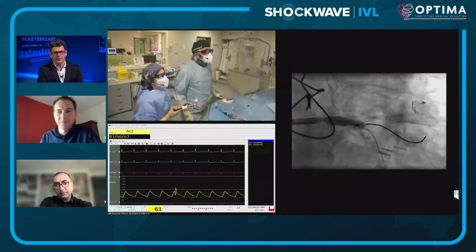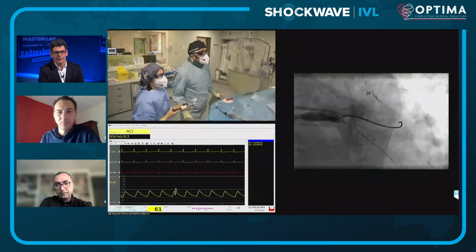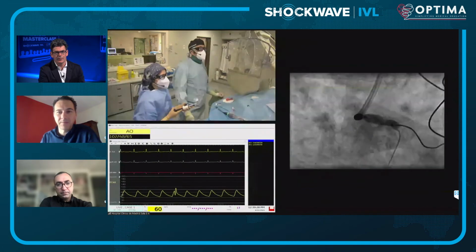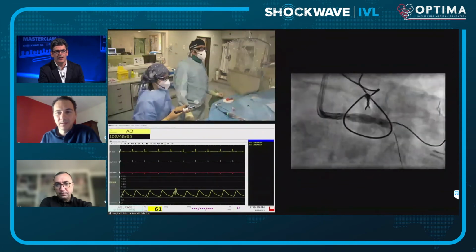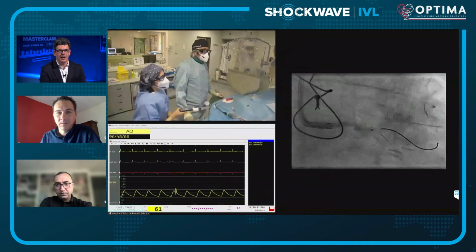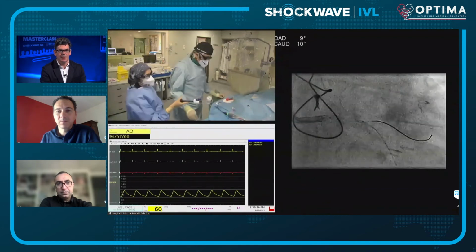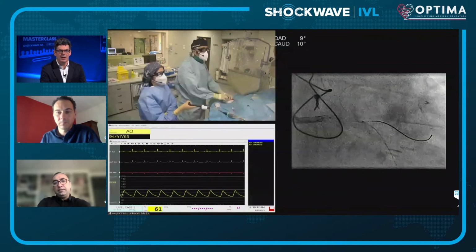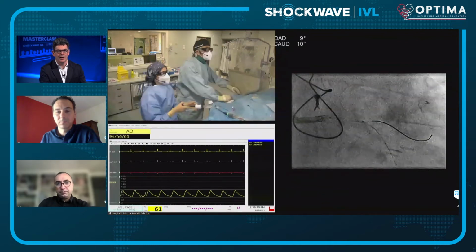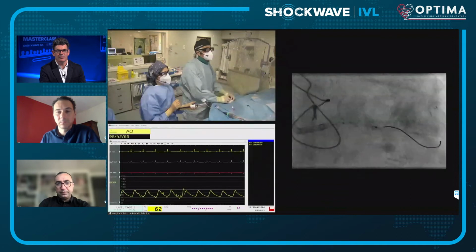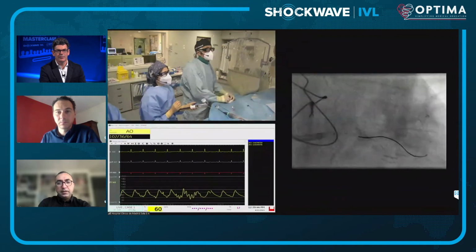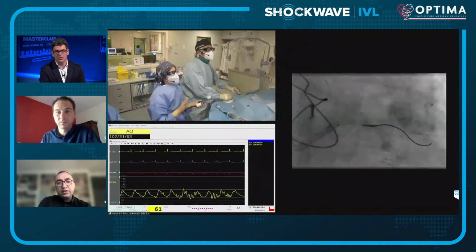It's a four atmosphere balloon, but it's almost like a 50 atmosphere effect, isn't it? I think 50 to 80 atmospheres, but the closer you are to the emitter, the higher the effective pressure that's delivered, with no impact at all on the soft tissue.